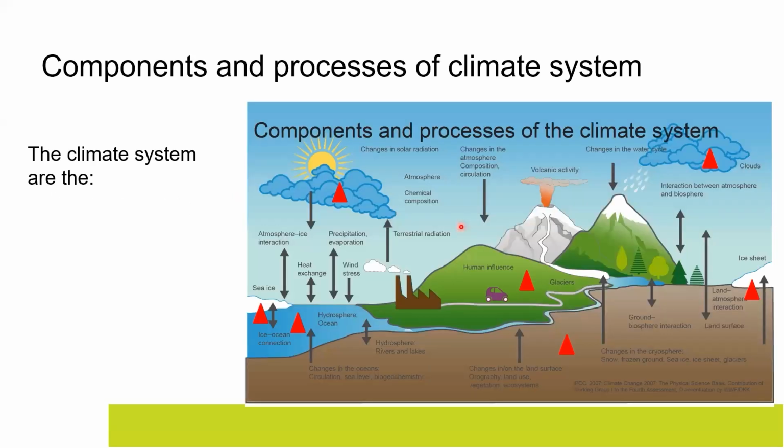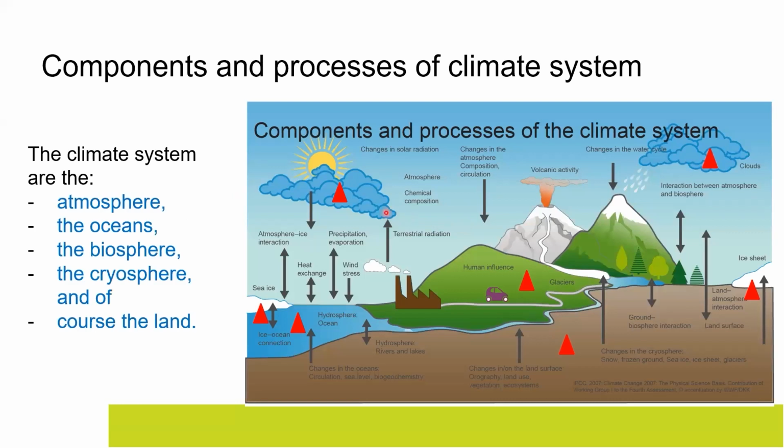So we pretty much know that here we have the atmosphere. We have the oceans, and we have the biosphere. We have the land, which has to do with different structures. And we also have the cryosphere. This provides us with the understanding that the climate system is a system of several systems.